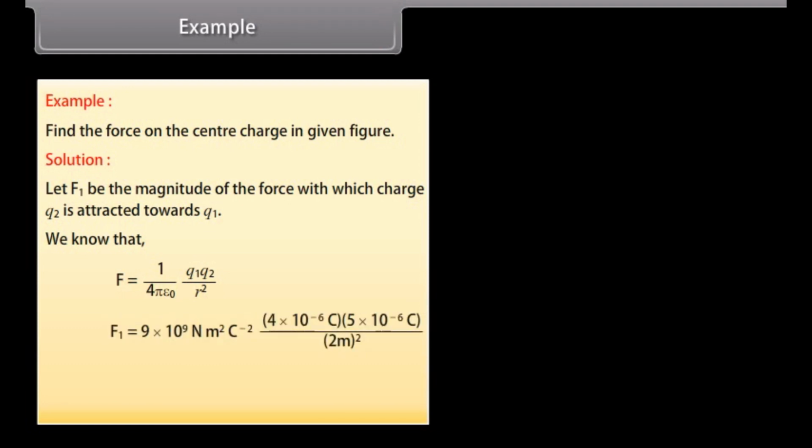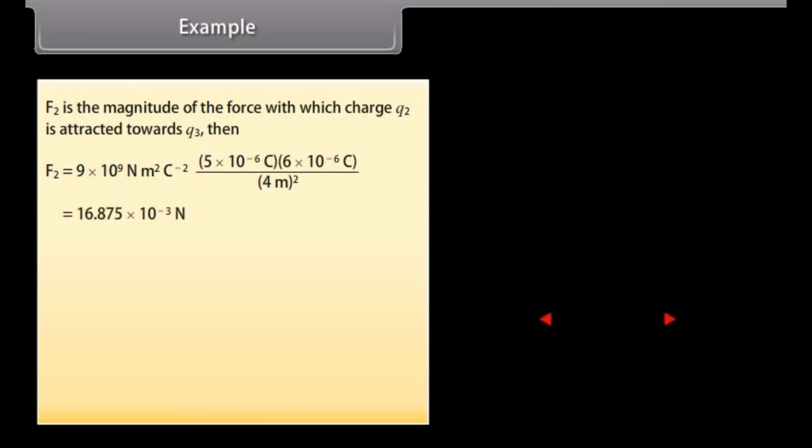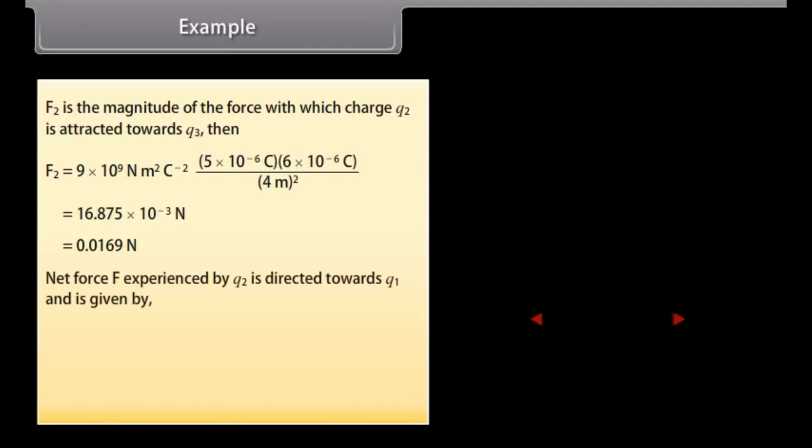Put the values in this equation, we get F1 is equal to 45 into 10 raised to the power minus 3 Newton, which is equal to 0.045 Newton. F2 is the magnitude of the force with which charge Q2 is attracted towards Q3. Put the values in the above equation, we get F2 is equal to 16.875 into 10 raised to the power minus 3 Newton, which is equal to 0.0169 Newton.